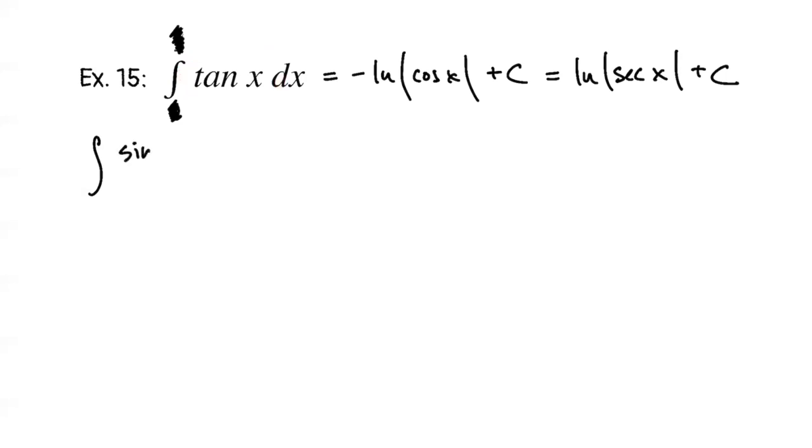Another way to write tangent is sine over cosine. And this is really where the story begins, okay? So sine over cosine is another way of writing tangent. Well, I don't know what that integral is. And the only technique I know so far, if I don't know what it is, is u sub. So let's try u sub.